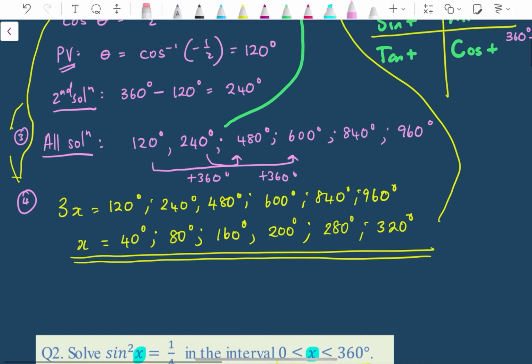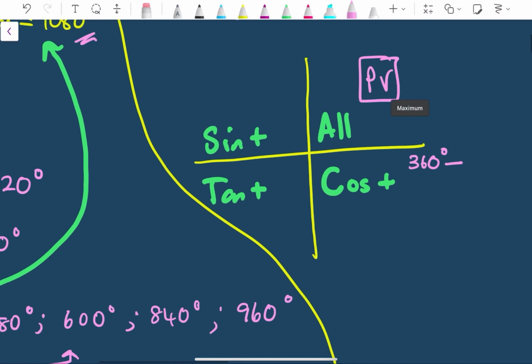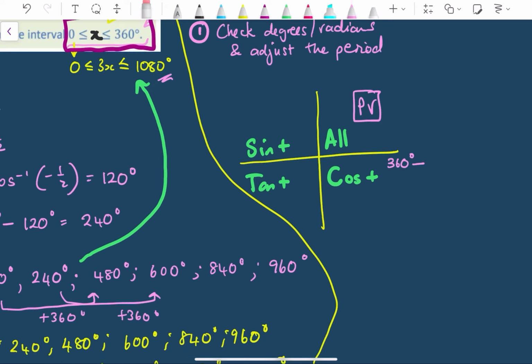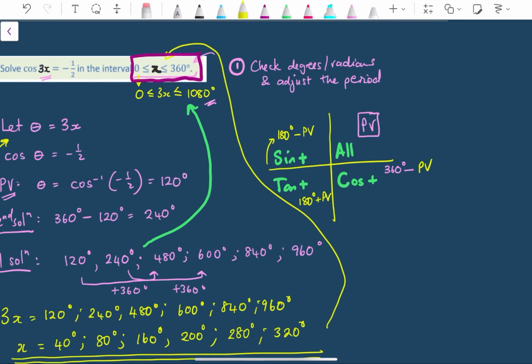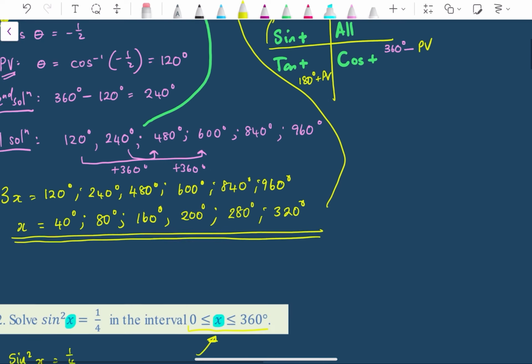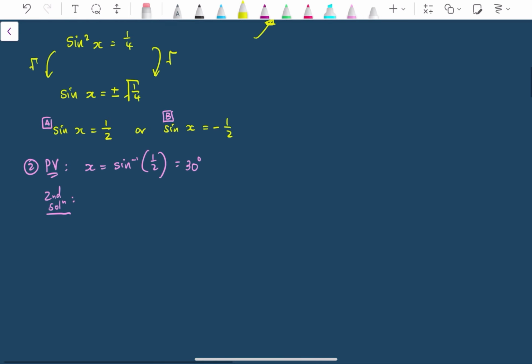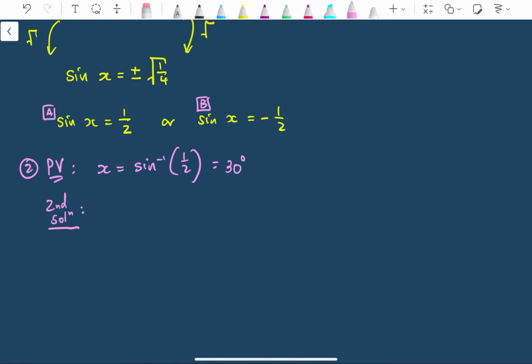Okay, and I know that my second solution is, sorry, I just see I've made a mistake here. It's sine plus, but it's going to be 180 degrees minus my PV. Like for cos, it was 360 minus my PV, and for tan, it will be 180 plus my PV. Okay, that's where sine is positive in the second quadrant. So my second solution will be 180 degrees minus 30.